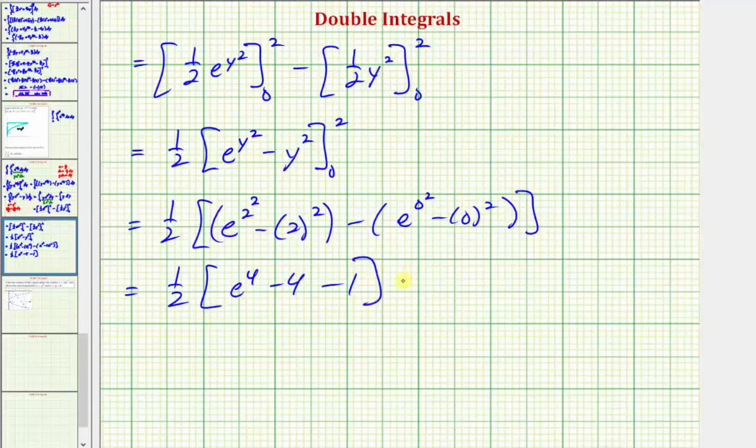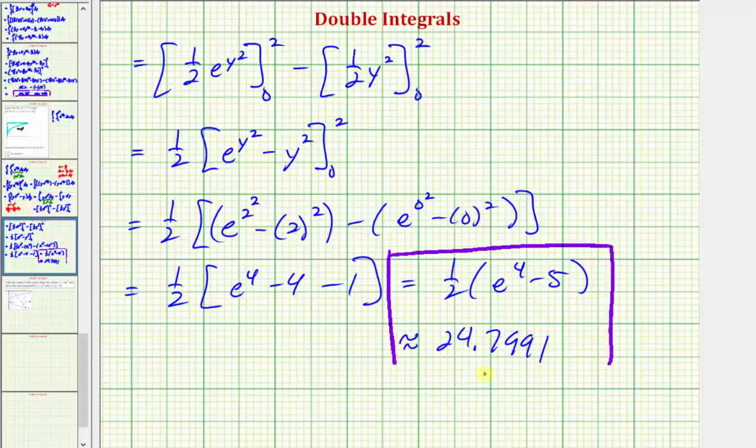So the exact value of the double integral would be 1/2 times the quantity e to the 4th minus 5, and as a decimal approximation, this would be approximately 24.7991, which again, because our function is non-negative over the region of integration, is the volume bounded by the surface in the xy plane over the given region.